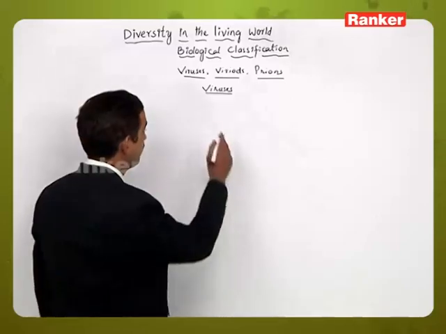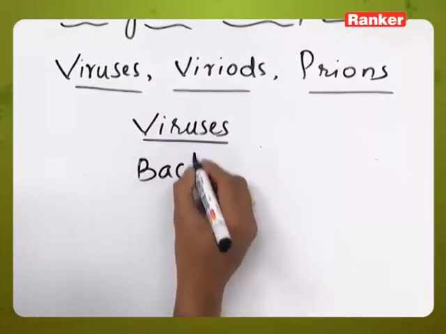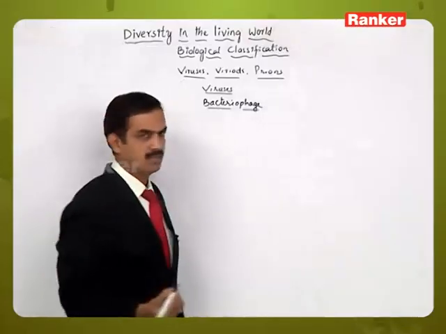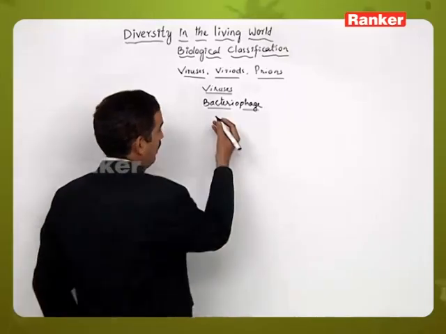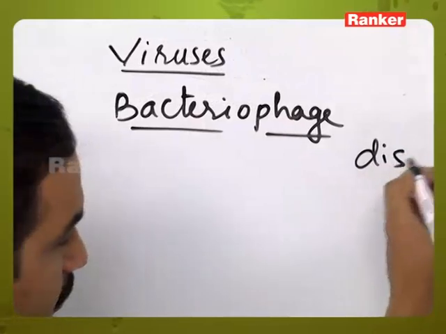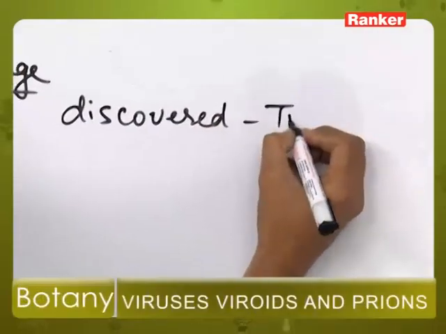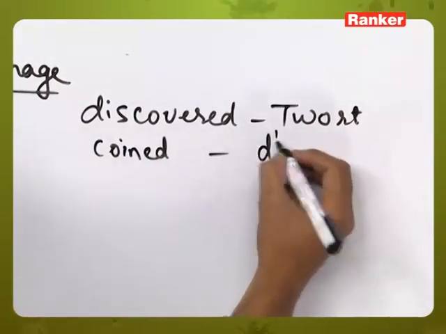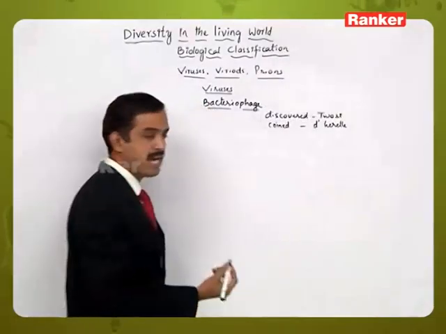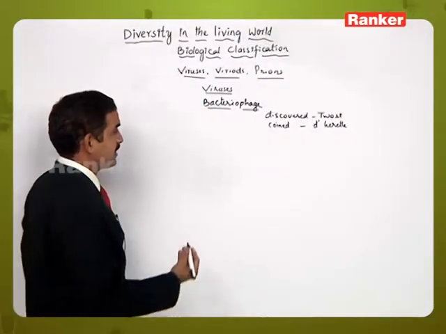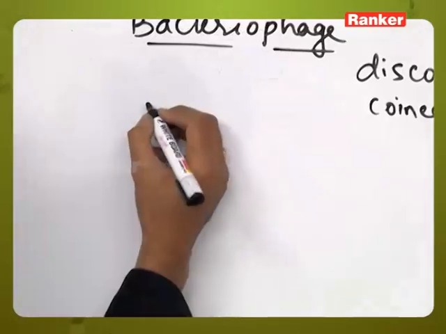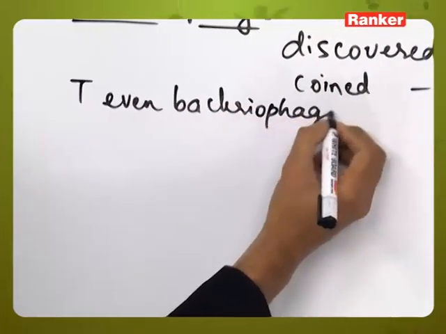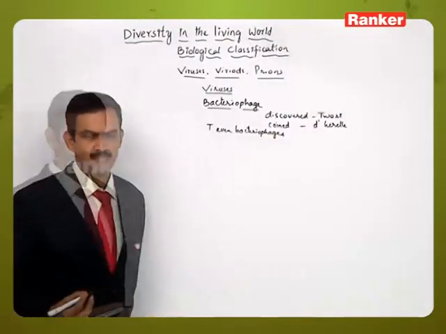Next typical example is a bacteriophage. Bacteriophage is a virus which infects bacteria, and bacteriophages were first discovered by Twort, a scientist, but the name bacteriophage was coined by D'Herelle. Here bacteriophages are named as T-even bacteriophages, like T2, T4, T6. Likewise, even numbers are given to them.